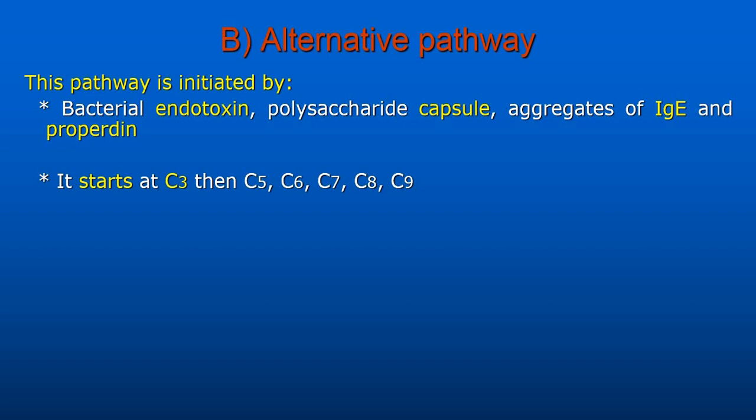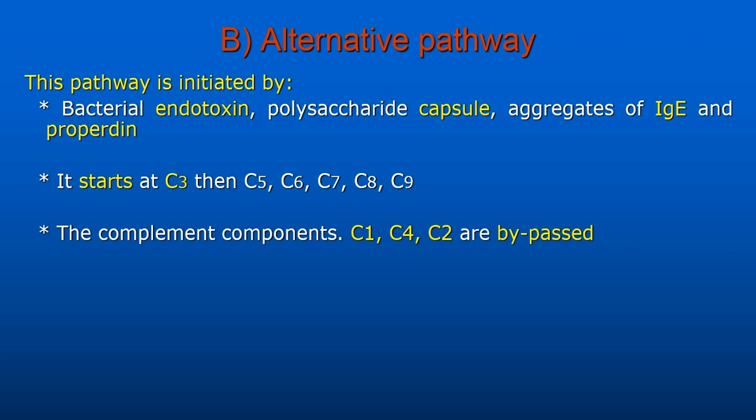It starts with C3. In this pathway, the steps C1, C4 and C2 are bypassed. So, directly you have C3 followed by C5, C6, 7, 8, 9. The steps C1, C4 and C2, which were very prominent in the classical pathway, are bypassed as far as the alternative pathway is concerned.